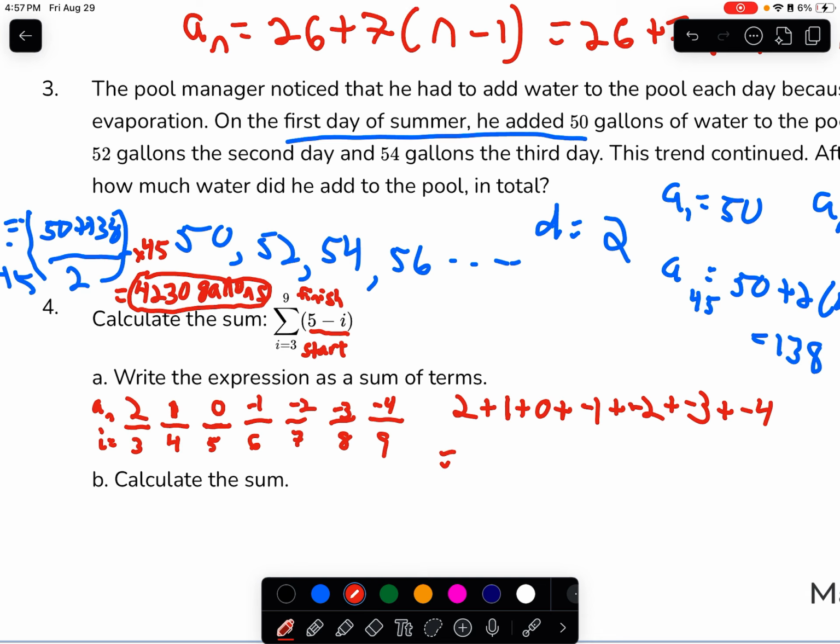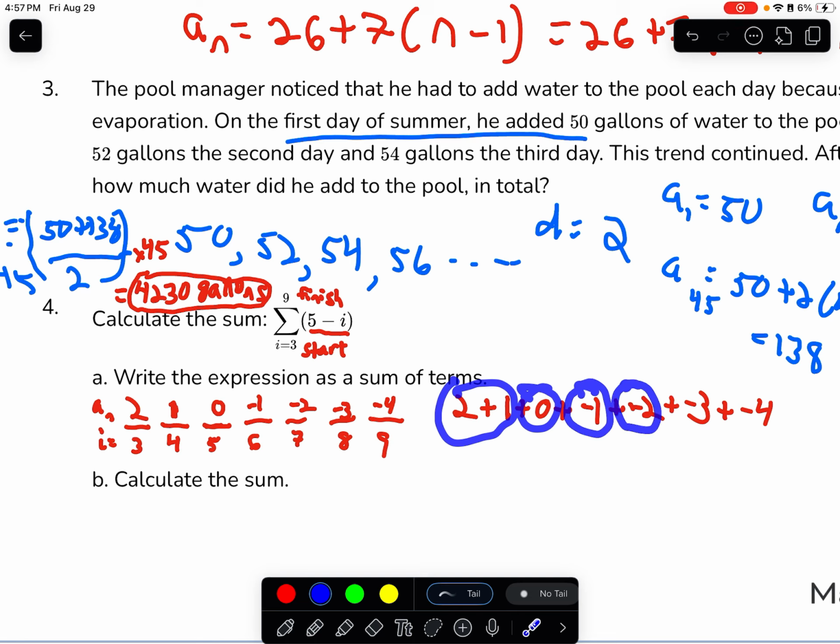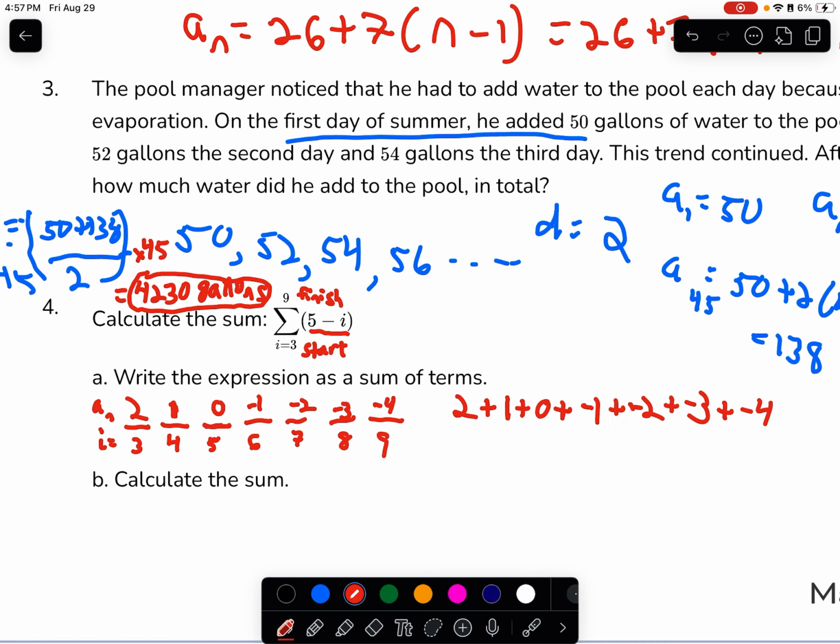Which equals, okay, well, they want us to calculate the sum. So I'll try and do this in my head. 2 plus 1 is 3, plus 0 is 3, plus a negative 1 is 2, plus a negative 2 is 0. So we're at 0 now, plus a negative 3 and negative 4, that's negative 7. So the result is negative 7.